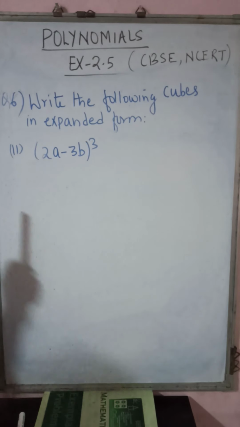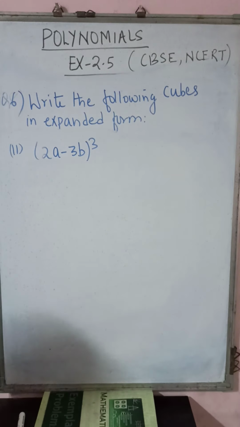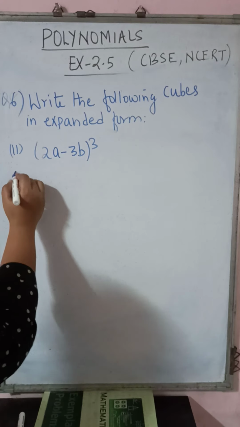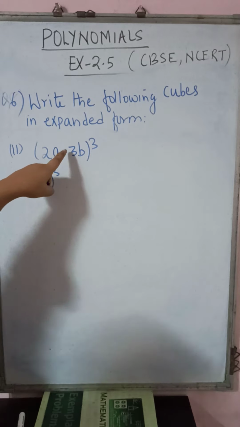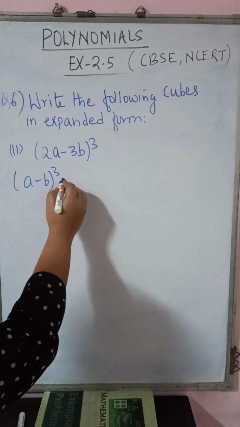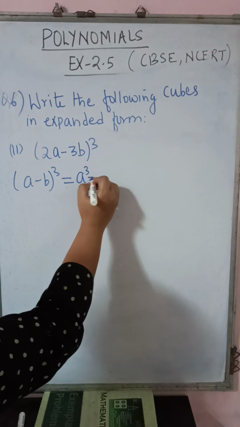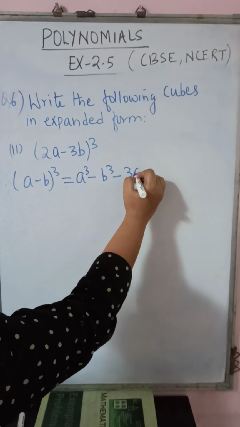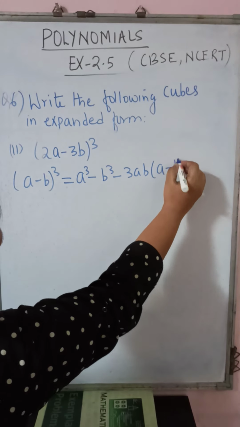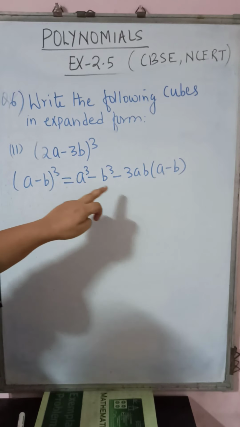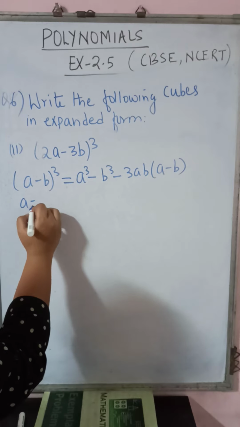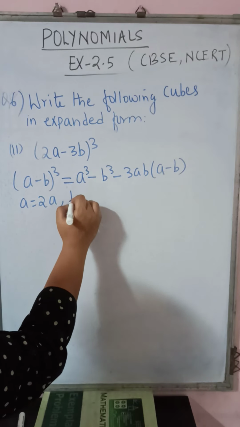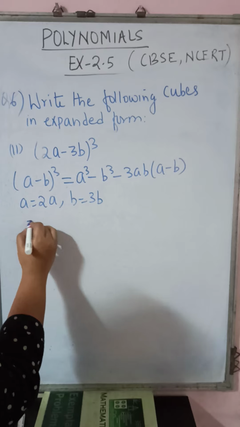Question number 6, second part. In the previous question it was a plus sign and here it is a minus sign. So we will use this identity. When it is minus, we will use (a − b)³. When there is a plus sign, we will use (a + b)³. Now what is (a − b)³? It is a³ − b³ − 3ab(a − b). All the terms are the same, but everywhere the sign becomes negative. Now a is 2a and b is 3b. Now put in the formula.